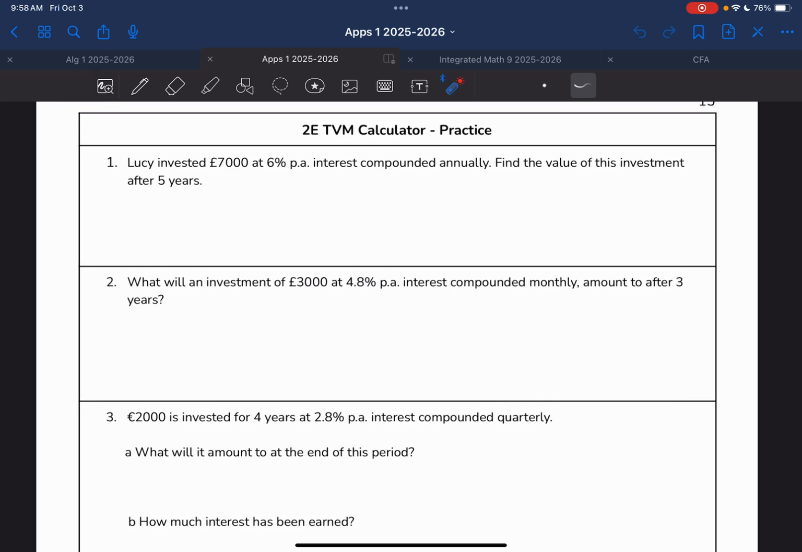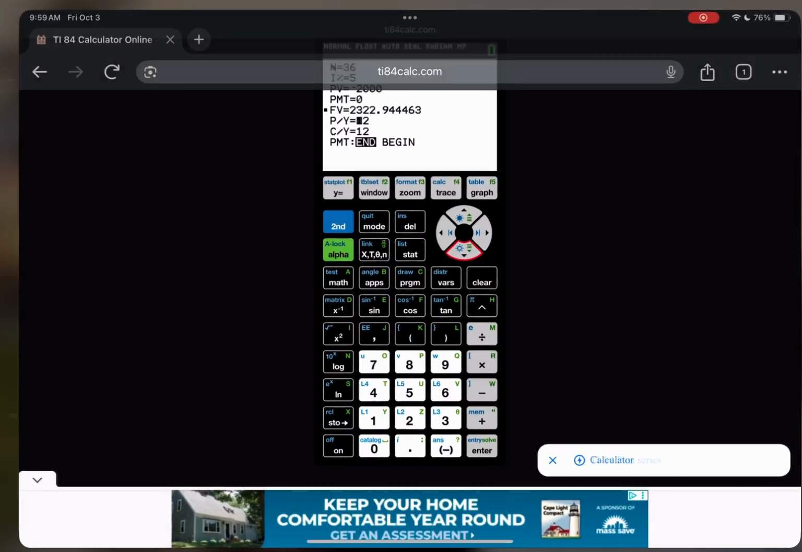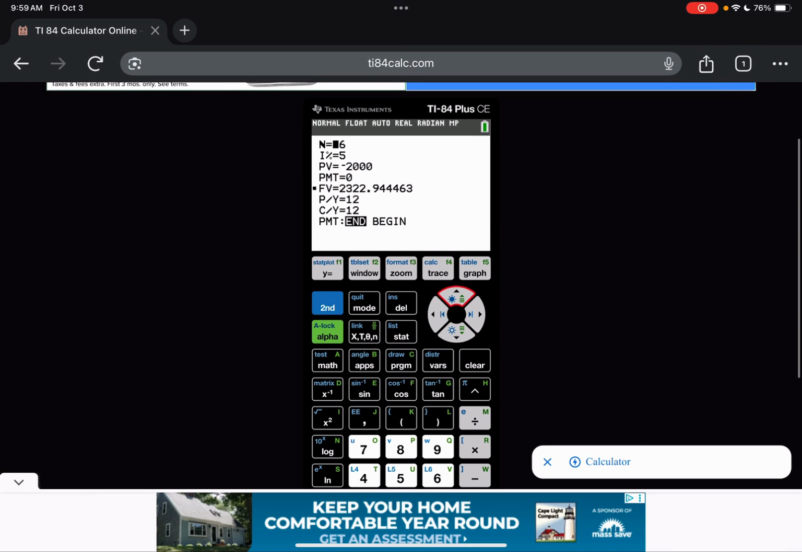Now let's try some practice problems over here. So we're looking at question 1. Lucy invests £7,000. That's the British currency, I believe, at 6% interest compounded annually. Find the value of this investment after 5 years. So let's go over here. What is our n here?